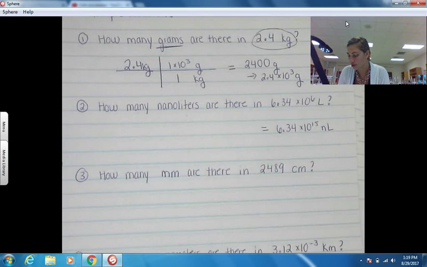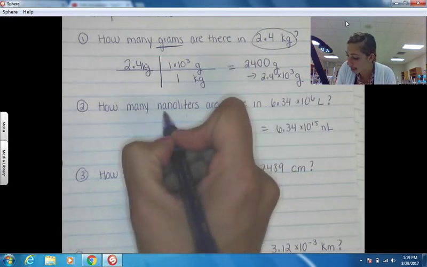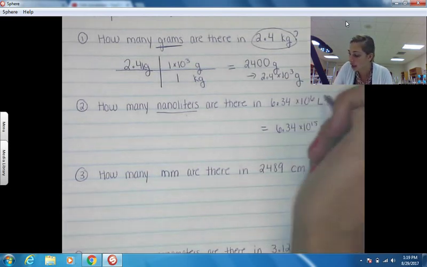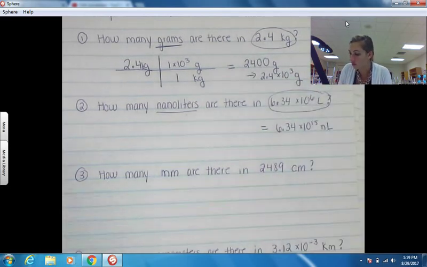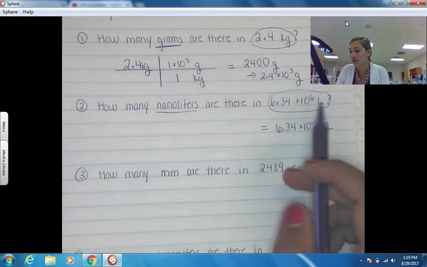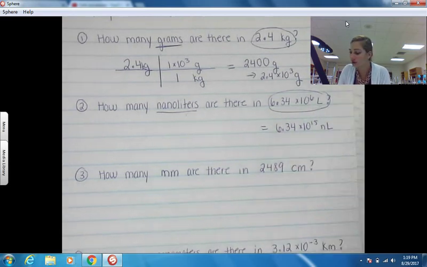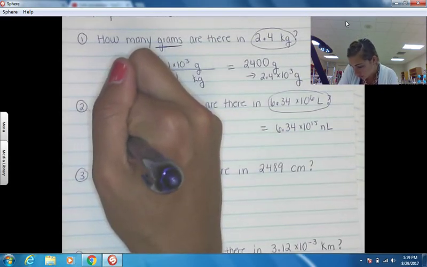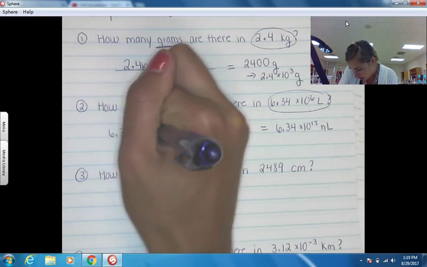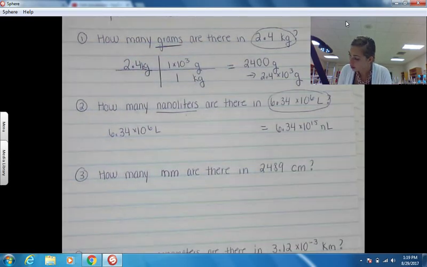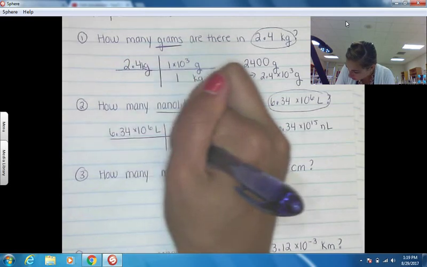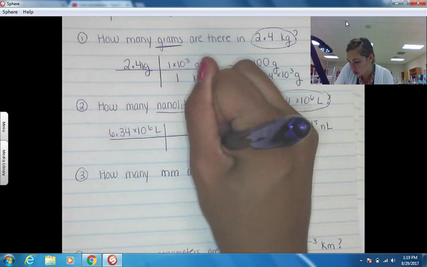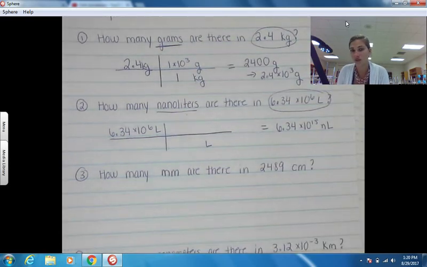Let me backtrack. The question is asking for nanoliters, so I know that has to be my ending unit. I'm starting with 6.34 times 10 to the 6 liters. The liters does not have a prefix in front of it, so I know that it's only going to be one step. So I always put what I'm given in front. One step, so I only need one section in my railroad tracks. I know that I do not want to stay in liters, so I put liters on the bottom, and the question is asking me for nanoliters.